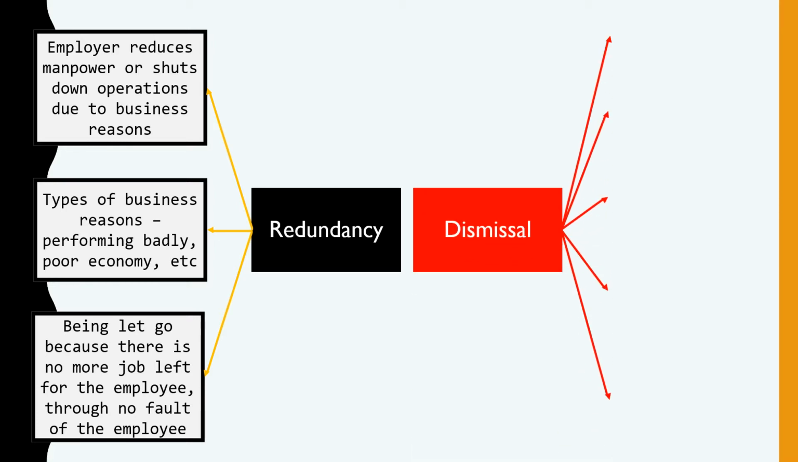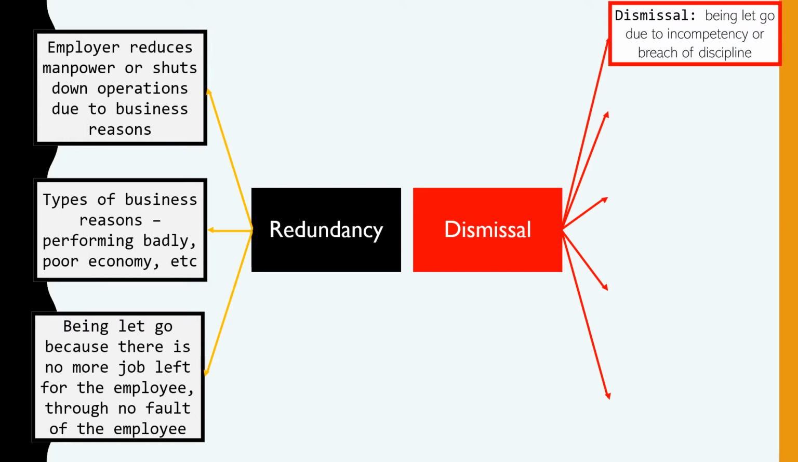Let's look at dismissal. All right, to be dismissed is to be let go because of incompetency or breach of discipline. For example, an employee has been working with the company for a while, and the performance of the employee has deteriorated. All right, in other words, it's not performing up to par. And if even after much training and coaching has been done on the employee, there is no progress in terms of performance, therefore the employer has no choice but to dismiss the employee due to incompetency, right?